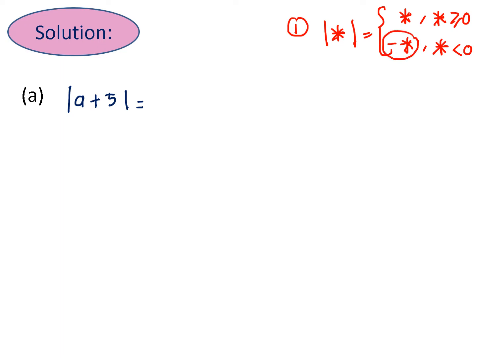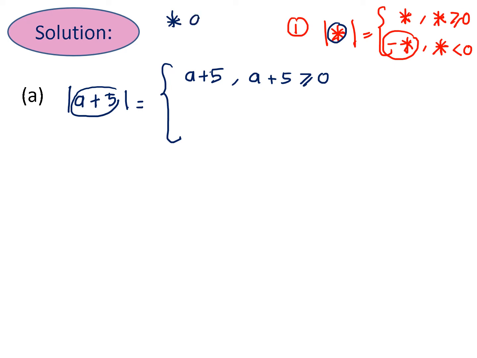Okay, katakanlah nak guna definition yang pertama. So, apa jadi? Kita pecah kepada 2. Star awak ni adalah yang semua yang berada di dalam modulus, which is A plus 5, sorry. So, A plus 5 greater equal to 0. Okay, star kita adalah A plus 5. So, kita kena ganti the whole thing.